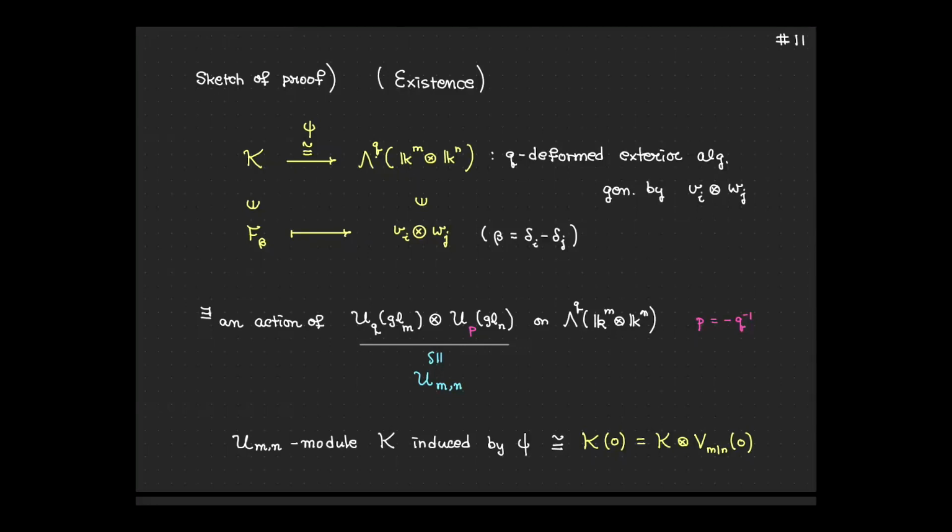So the joint action of this Levi subalgebra on the q-deformed exterior algebra, when you pull it back via this isomorphism, coincides with the usual Levi subalgebra action on our induced representation. So as a module of this Levi subalgebra, the induced action is isomorphic to K_0, the induced representation. Okay, so that's one key observation to construct the crystal base of the Kac module.